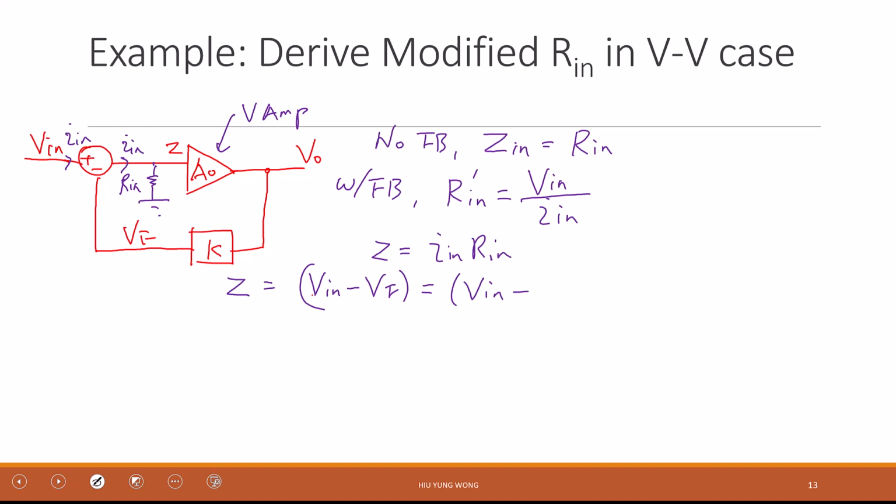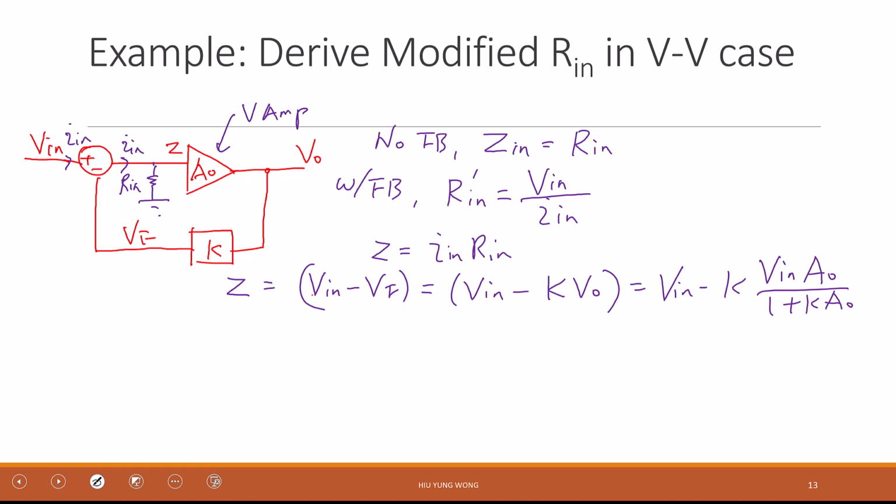What is Vf? Yeah, this is V out times K. Very good. What is V out then? It is Z times A naught, but then we will keep looping. Now we use the closed loop gain. Very good, right? It's equal to V in times A naught divided by 1 plus K A naught, because V out is equal to V in times the closed loop gain.